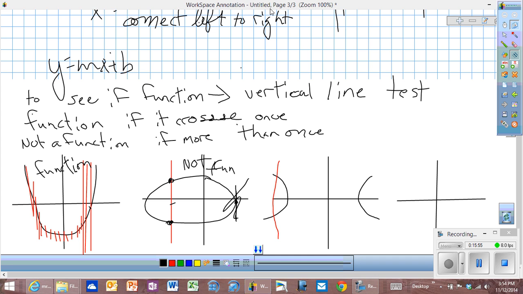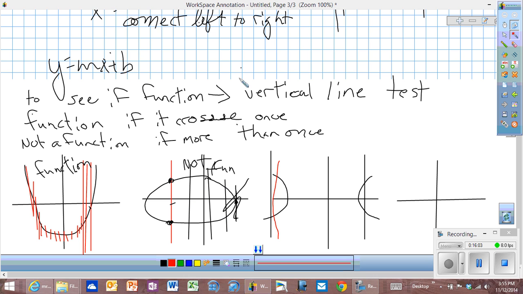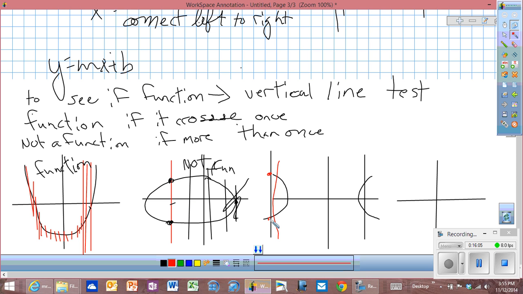Whoops, that wasn't a straight line. Okay, I only have to find one line. I can find tons of them, just like I could on this circle. I could find tons of them where it crossed twice. But I only need, right here it would have crossed once and once, so that would have been twice, and that one would have been twice. So that one's not a function. Okay, just some more.